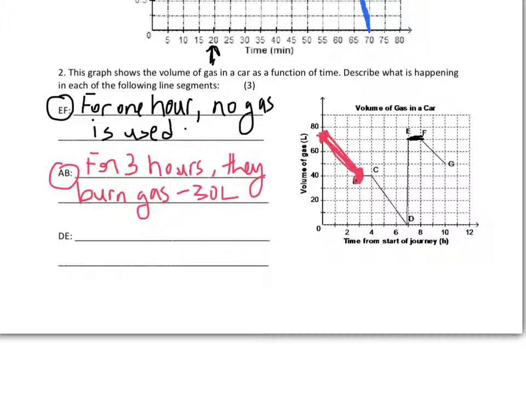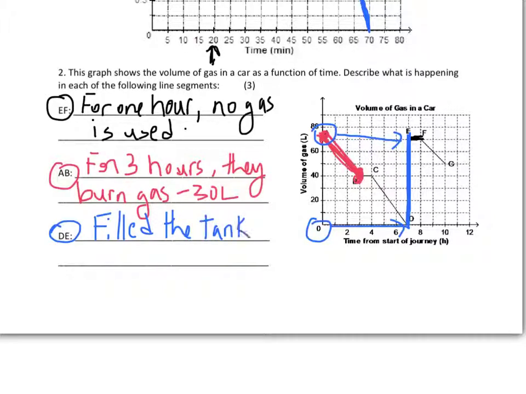The last segment here is D to E, which is this sudden spike up. What's happened here is they filled the tank. They had 0 liters essentially at the end of this journey, and they filled up suddenly to E at 70 liters, so we could say they filled the tank. A variety of answers can be accepted for this question.